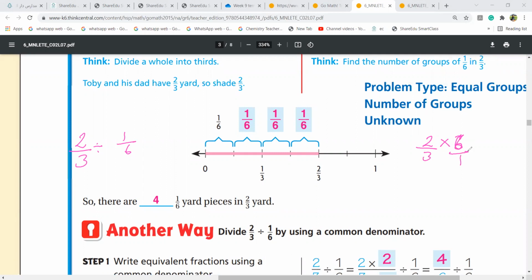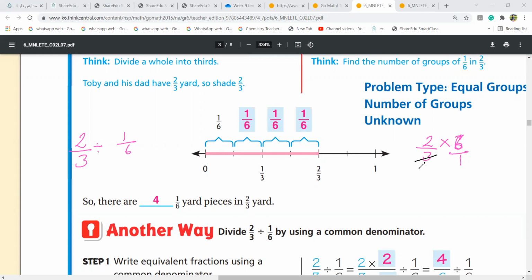Girls, do you know how to simplify? 3 and 6, how do you do it? Miss, do I multiply them together? Yes, you know how we did simplification. 3 times what gives you 3?